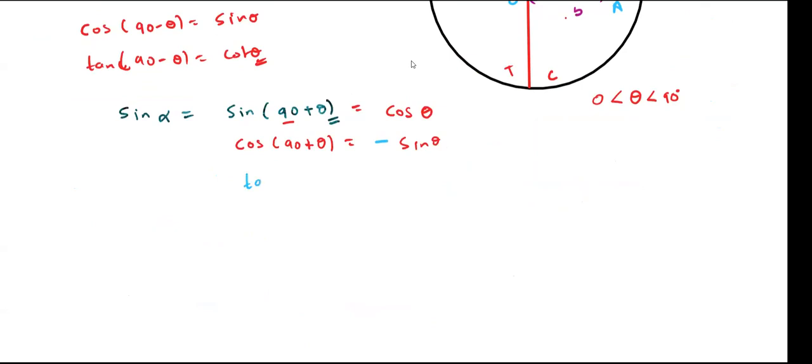Okay, so what about tan 90 degree plus theta? Tell me, kya hoga? Everyone, think about it. Correct, very good. Cot theta. But positive or negative? In the second quadrant, tan is positive or negative? Negative. Correct. So yahan pe negative la do.